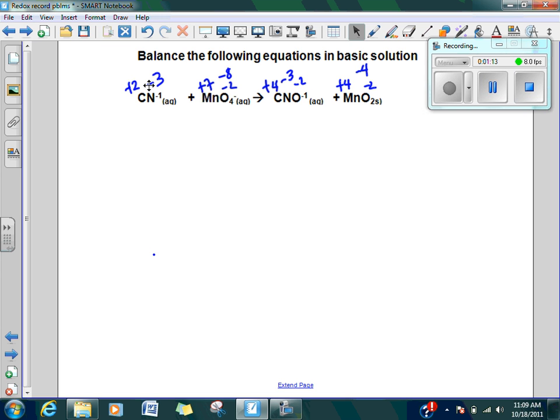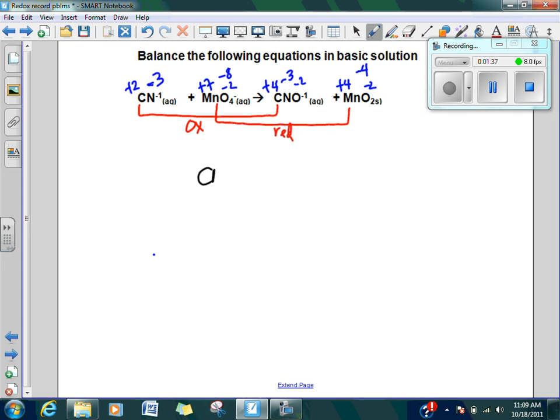Now, similar to what we've been doing in class, we're going to bracket these and show what's changing. My carbon is changing from +2 to +4, which is a loss of electrons, so that makes this oxidation. Then I have my manganese changing from +7 to +4, which is gaining electrons, so that makes this reduction. So I'm going to start with my oxidation half reaction.